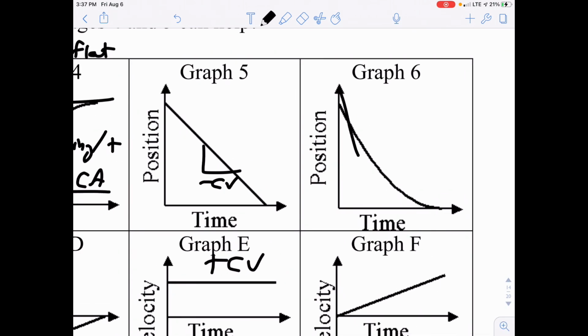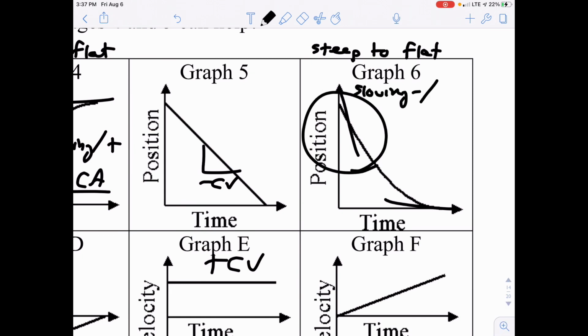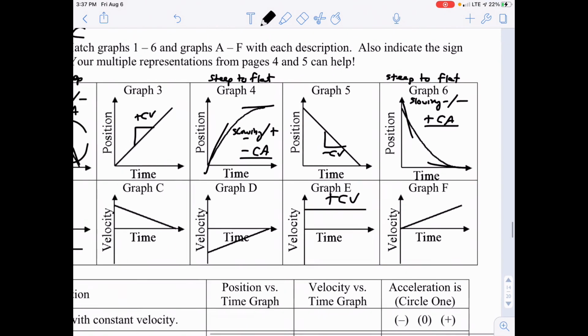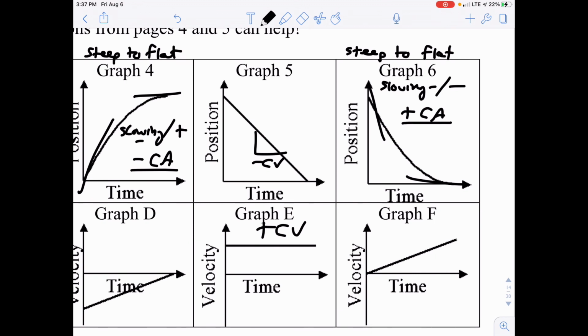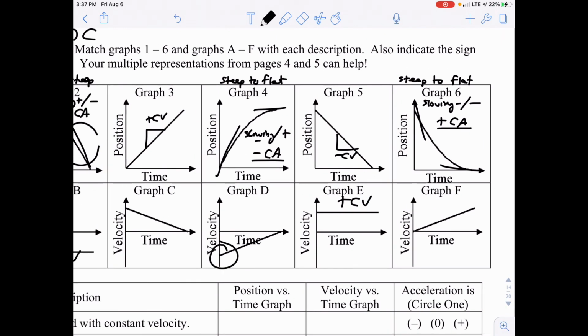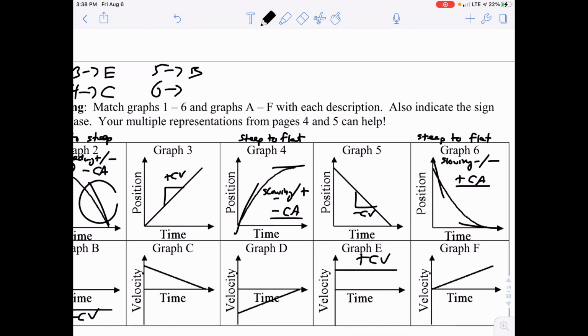And then finally, graph 6, we're going from steep to flat. Okay, so steep to flat, guys, means we're slowing down. Slowing down is negative, but you're slowing down with negative slopes. You're slowing down in the negative direction. Those two negatives combine to give you an overall positive constant acceleration. So I'm looking for starting with a negative speed, because it's negative slope, and then slowing down to 0 over time, in the negative direction. So that would show us that graph 6 corresponds with D.